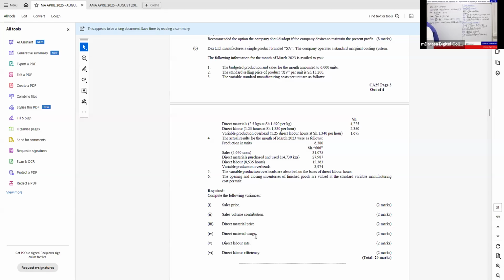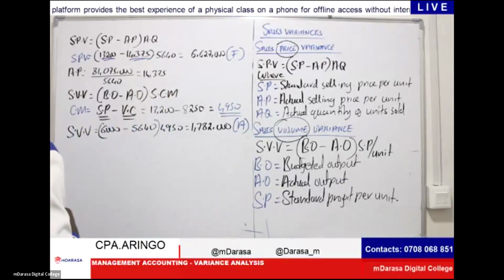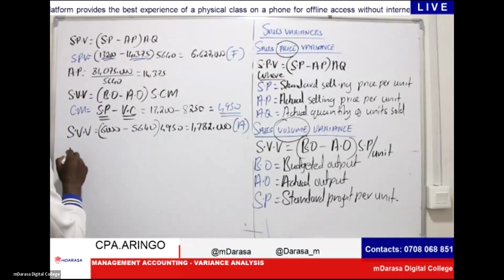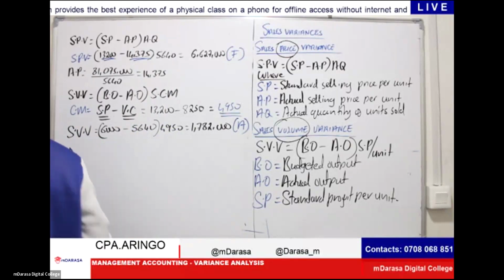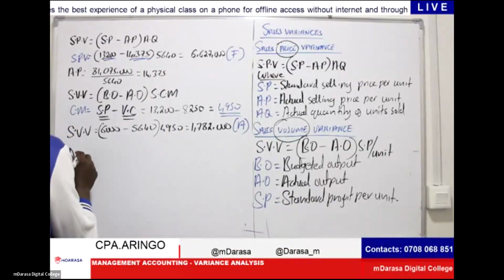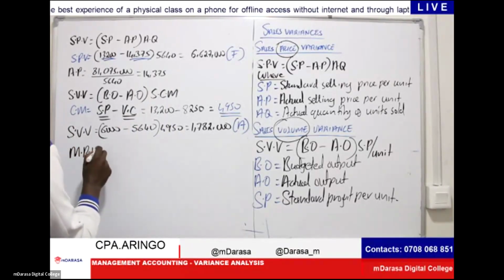Direct material price variance and direct material usage variance. Same concept will apply, where we need to determine direct cost variance, in terms of direct material usage and direct material price. So material price variance.